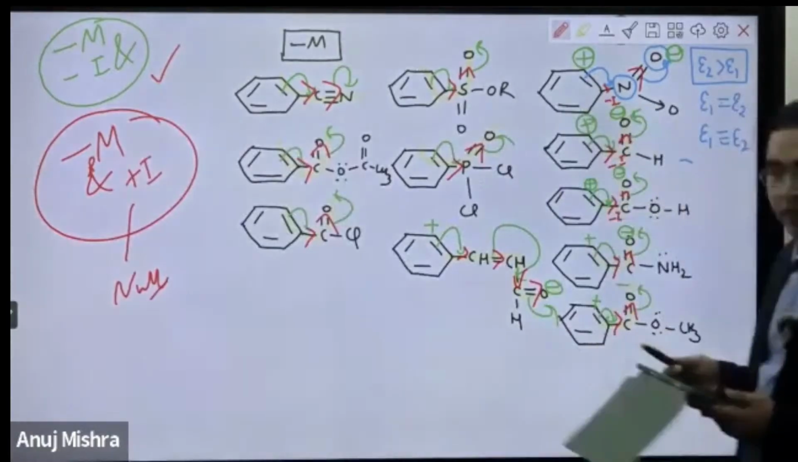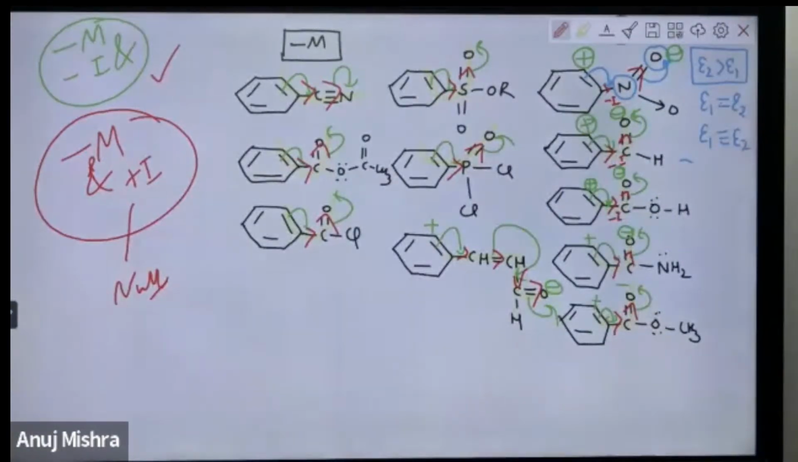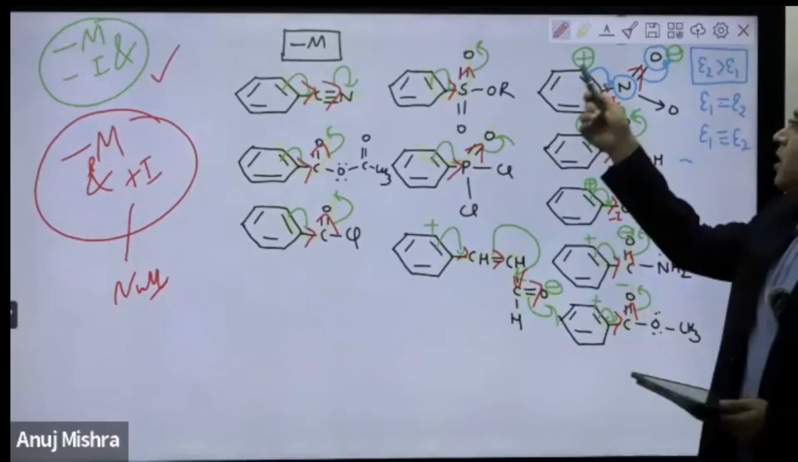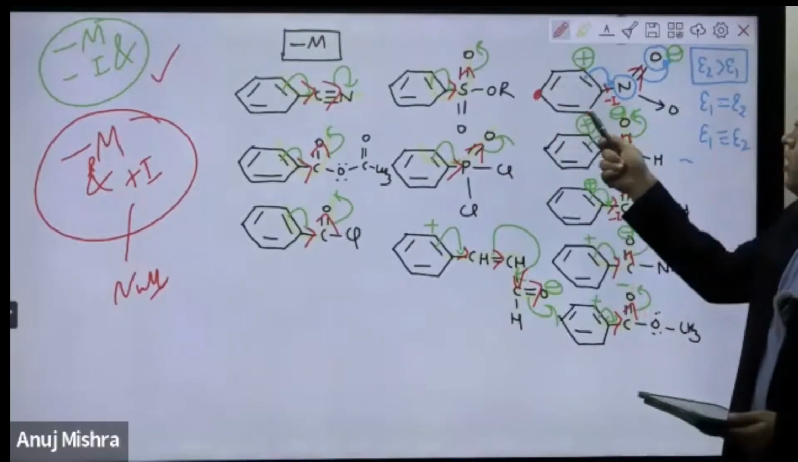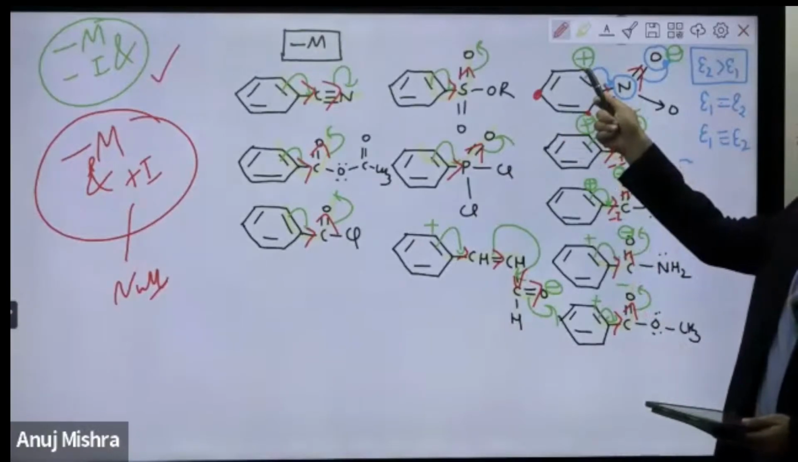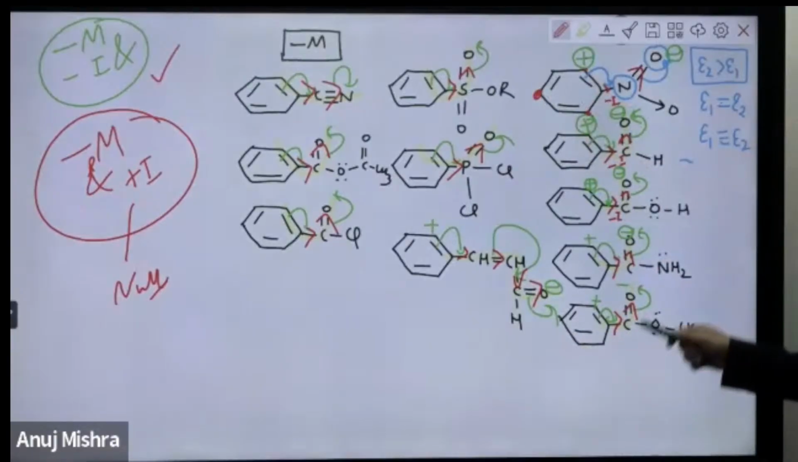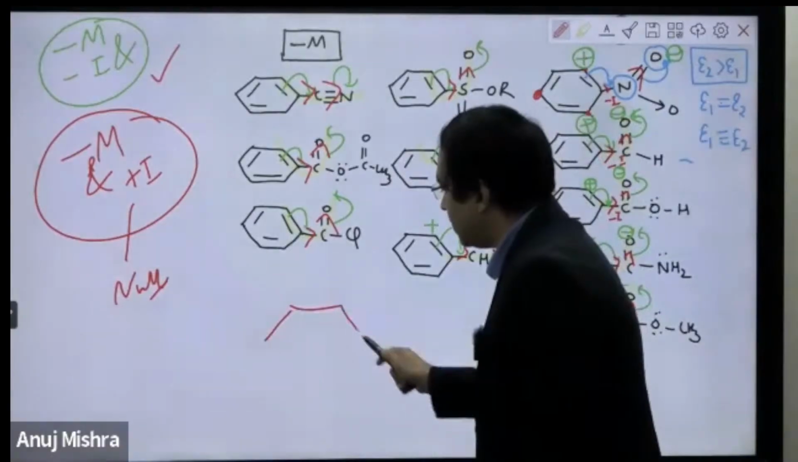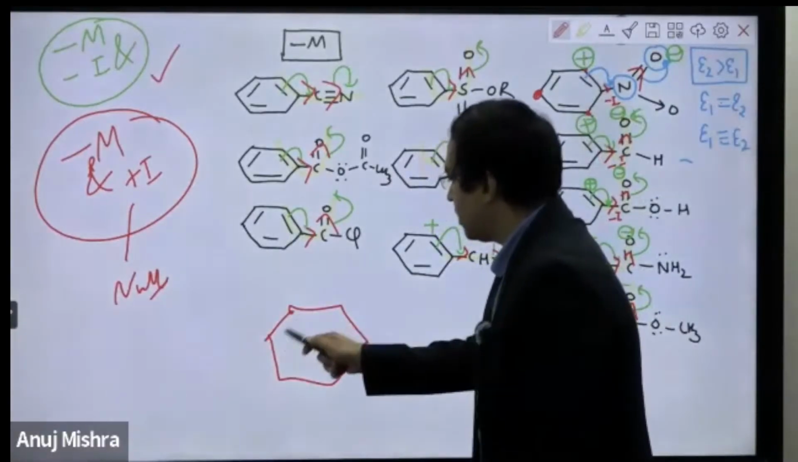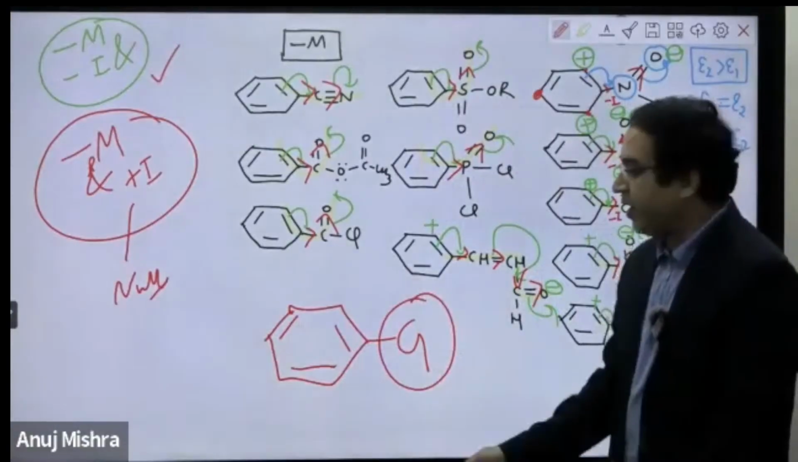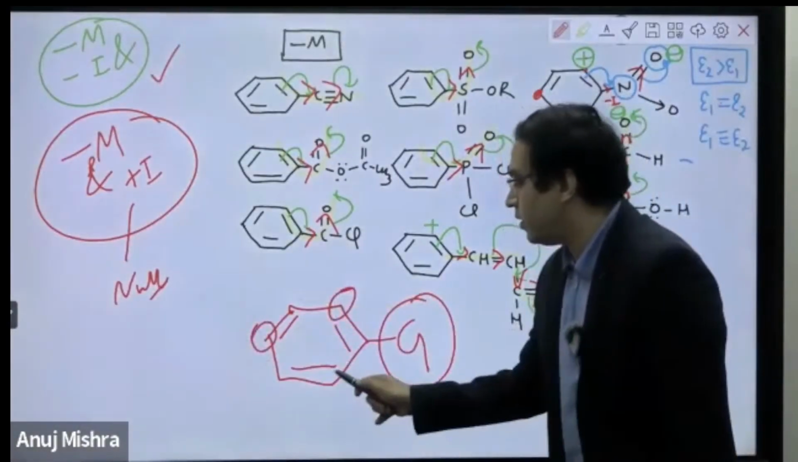Can I remove this? So in minus M cases, you're getting plus charges here, here, and here. And the same in plus M cases, you're getting minus charges here, here, and here, right? So how many of you can observe that in both the cases, you are getting charges. Let's say the G is a group. Let it be plus M or minus M. You're getting charges here, here, and here.